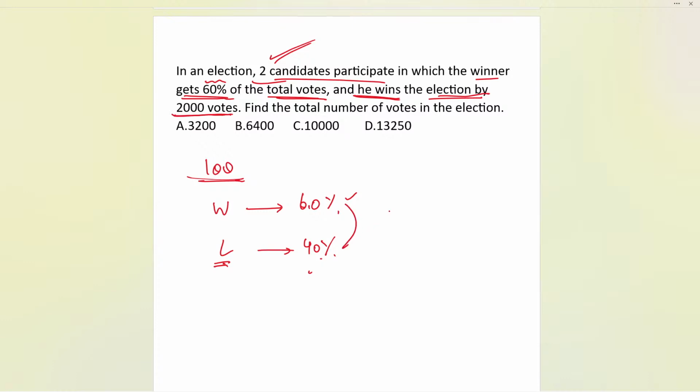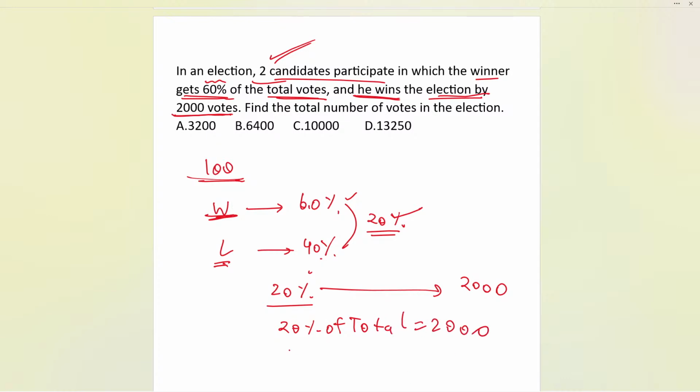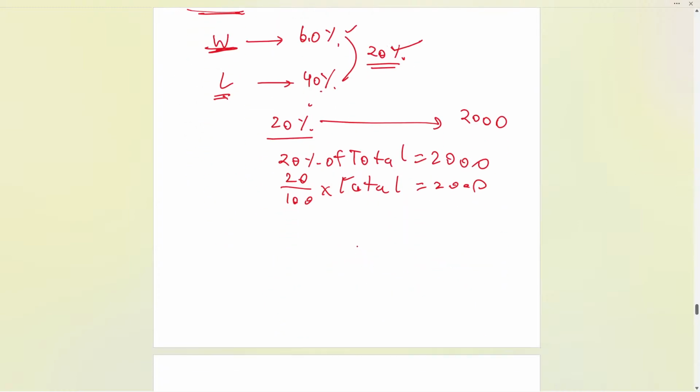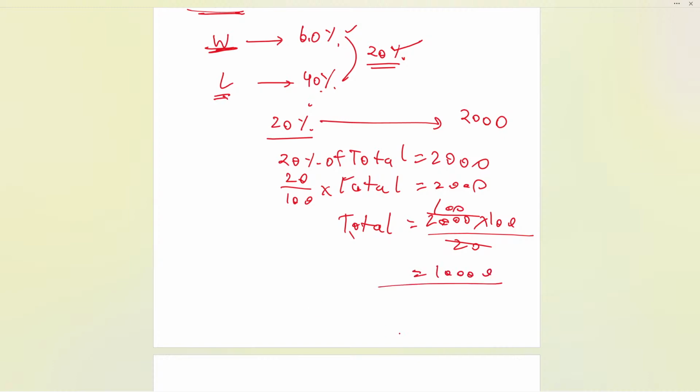So the difference of these two is 20%. So this winner wins by 20% of the vote. So 20% represents 2000. But 20% of what? 20% of the total votes. So it will be 20 by 100 times the total, equals 2000. Now can I calculate the total? Yes. So it will be 2000 multiplied by 100 divided by 20. Cancel, it will be 100, and 10,000 is the final answer we are getting.